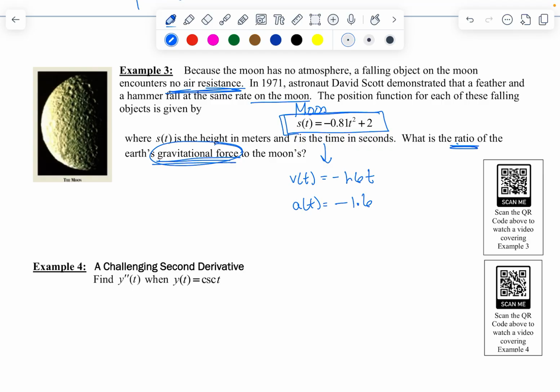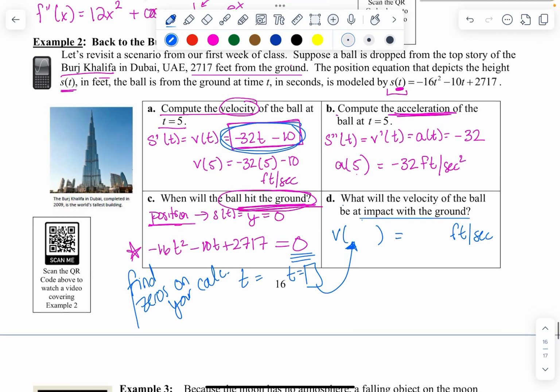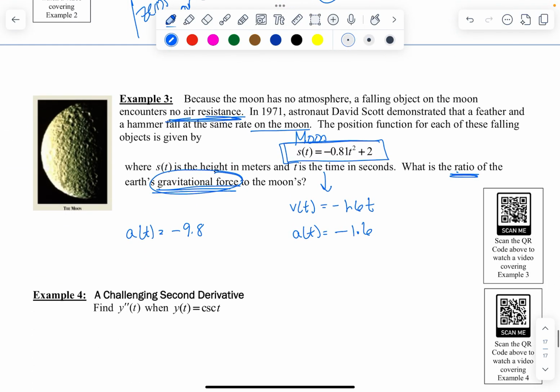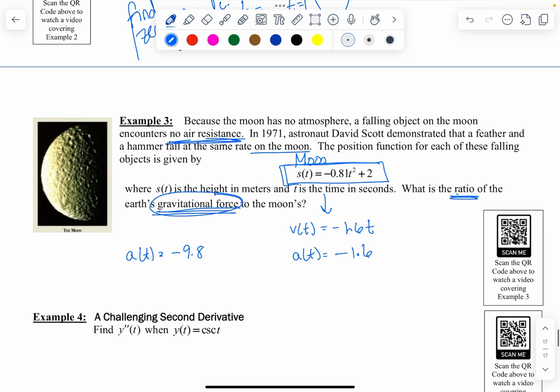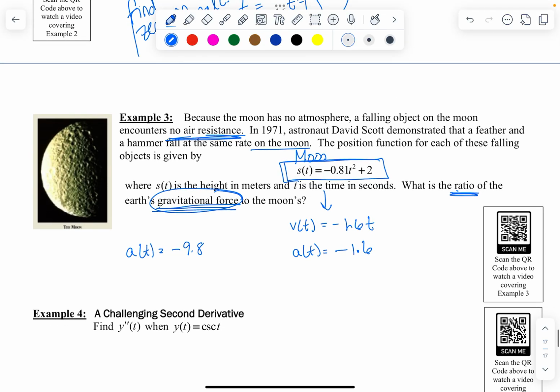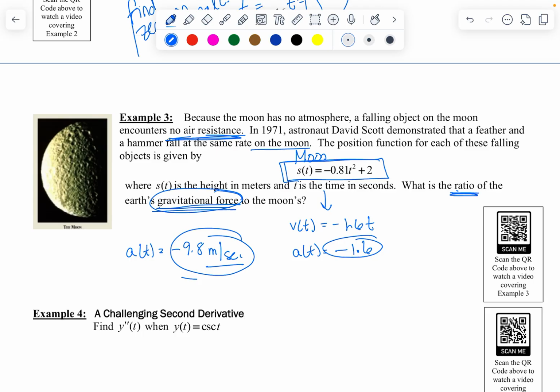But I do know that gravity on Earth, or the acceleration at time t of any object on Earth, is negative 9.8 meters per second. In the last example, it was negative 32 feet per second. This one's going to be the answer in meters. So once we have both, we know that this is negative 9.8 meters per second. We know this is negative 1.6 meters per second.